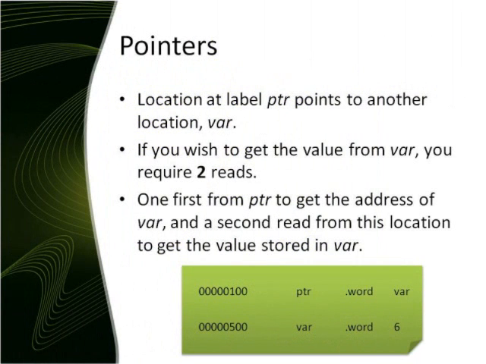If you wish to get the value from variable or var, you require 2 reads. One first from PTR or pointer to get the address of the variable or var, and a second read from this location to get the value stored in var. So, if you want to get the value at the label var, you require 2 reads. One from the label PTR, which gets the address of the label var, and the second read from this location to get the value stored in var.